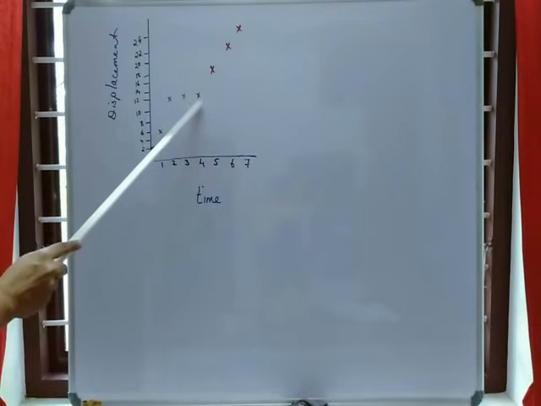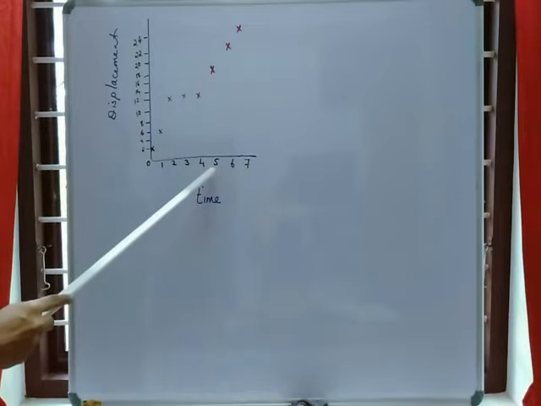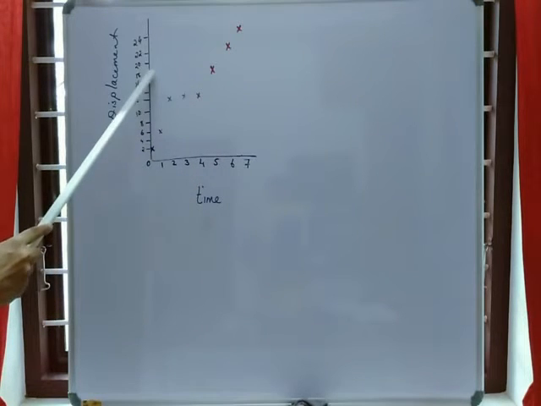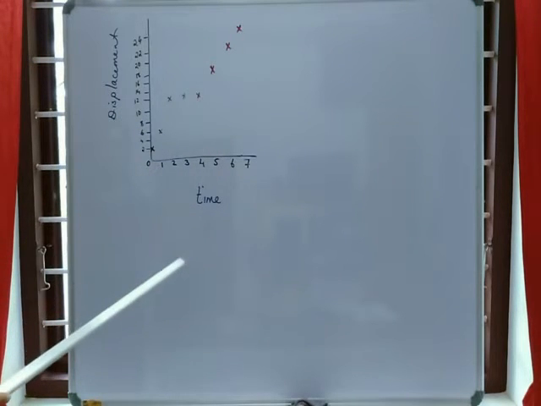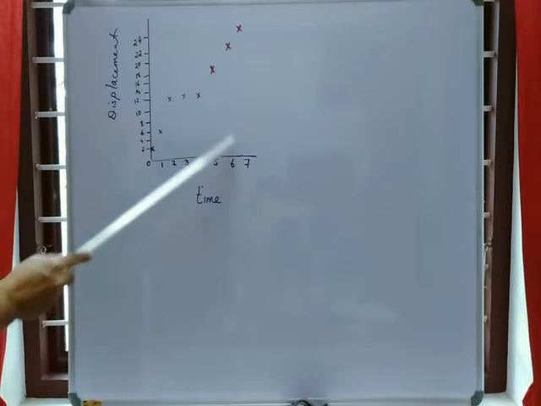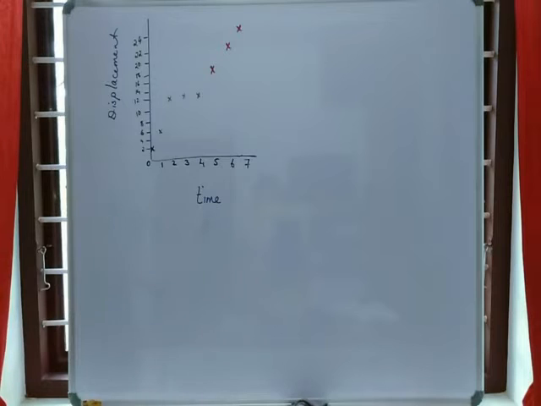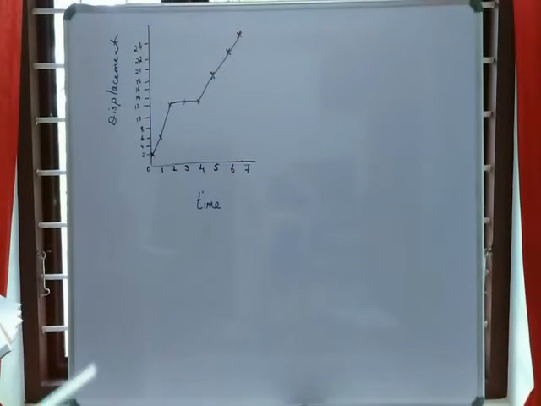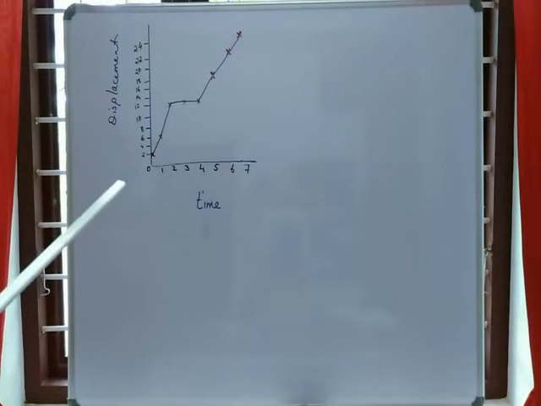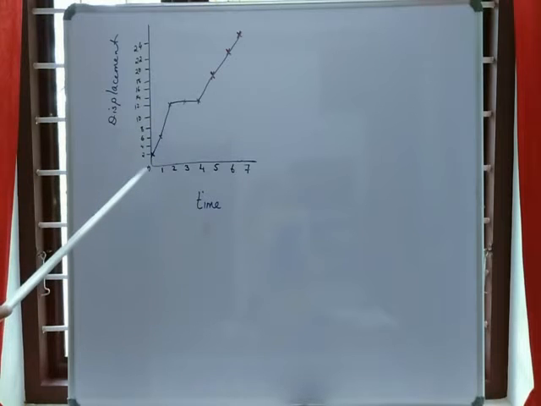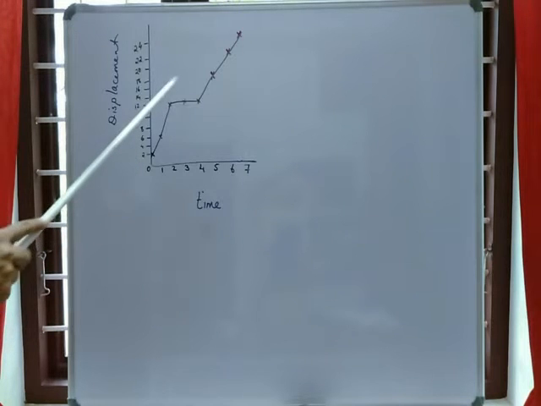So it will come in a straight line. And at the fifth second, it is 18. So here you can draw a cross at 18. And at sixth second, 22. And the seventh second, 24. So after putting the cross, you have to just join the lines. So we got the first answer. Plot the displacement time graph.